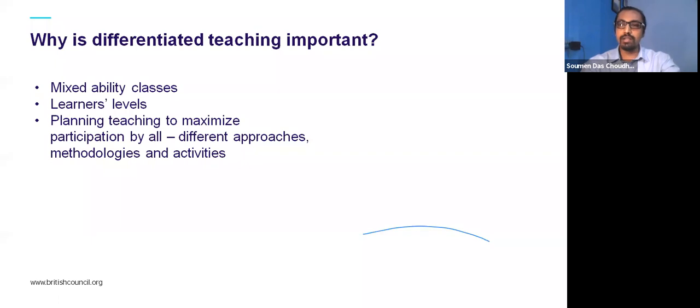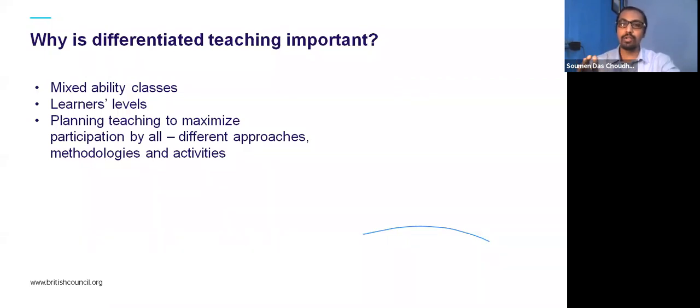Let's look at learners' levels now. When we are talking about learners' levels, it could be the comprehension levels of your learners, or it could be the language levels as well. Firstly, it is important for every teacher to understand that the intelligence in their classroom is not the same. They differ. They definitely differ.